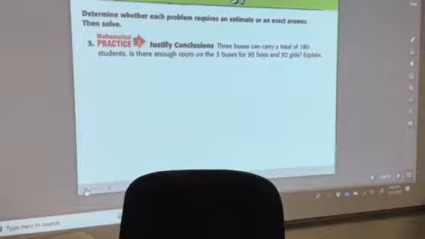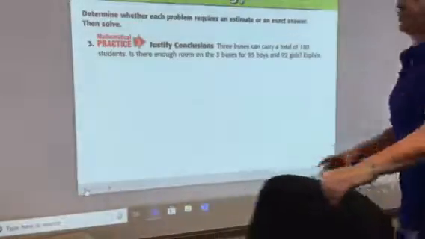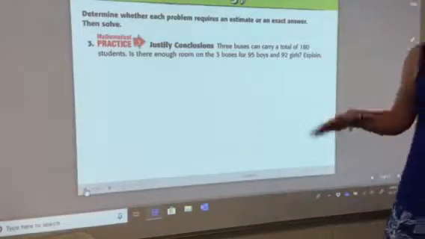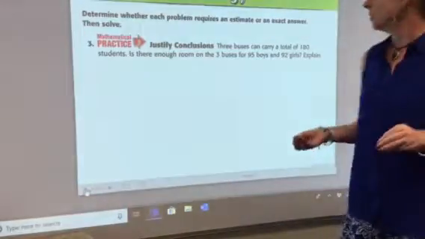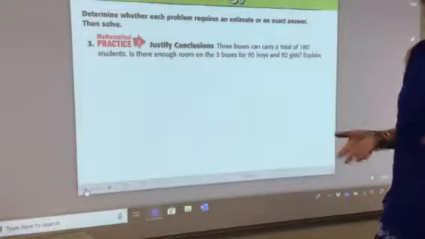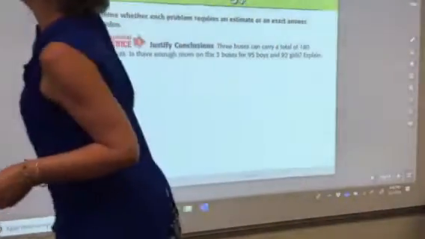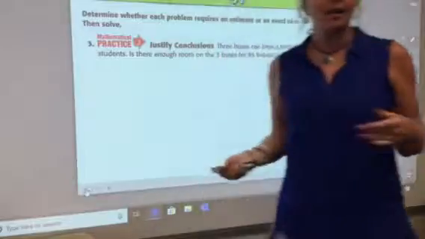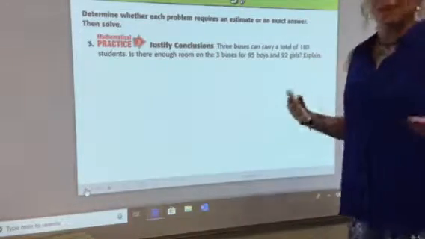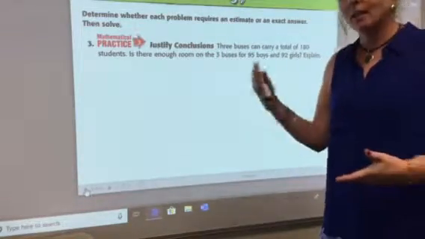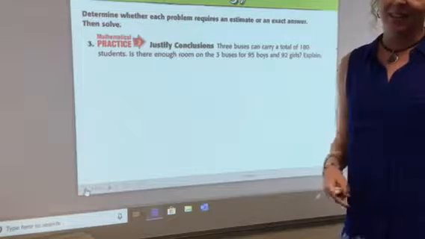Boys and girls, I want to talk to you about problem solving. We have to determine whether each problem requires an estimate or an exact answer. We've been practicing estimating. We've been practicing finding exact answers. But we have to know when we need an exact answer and when we need an estimate.